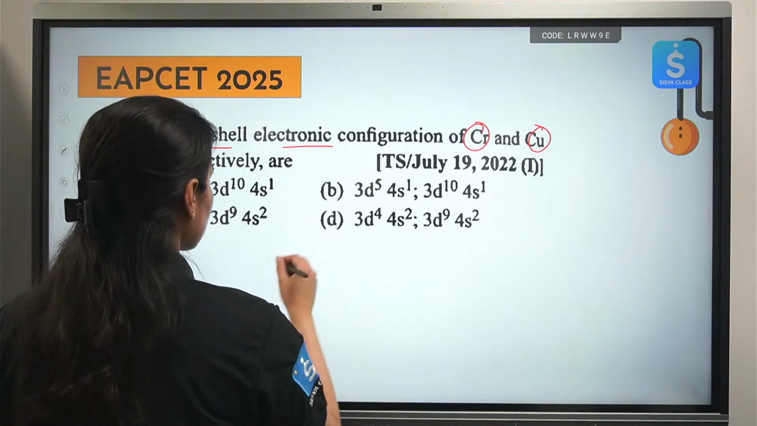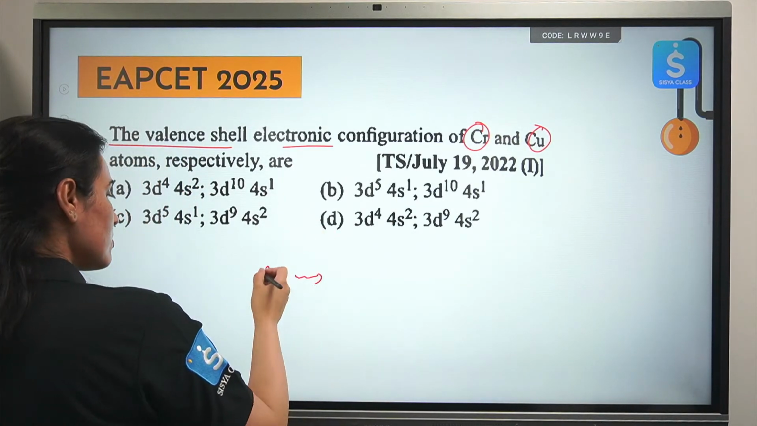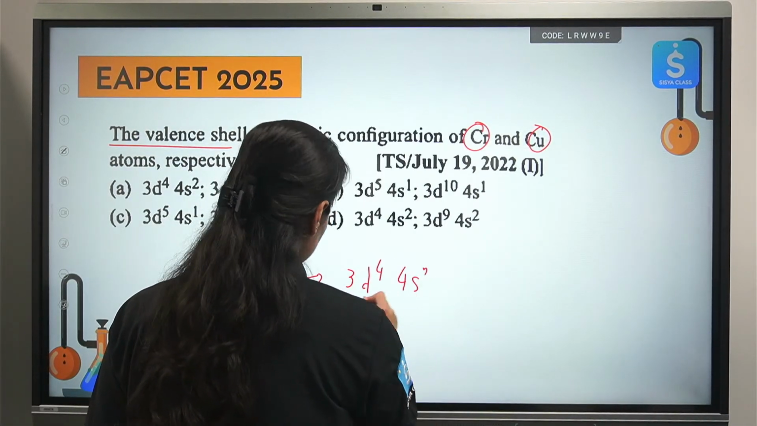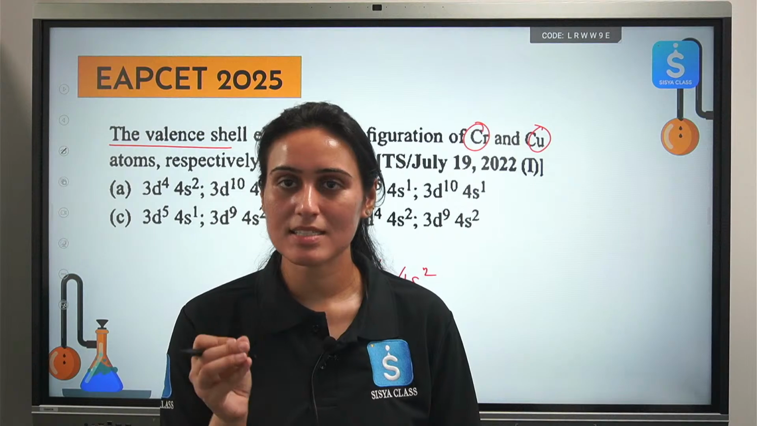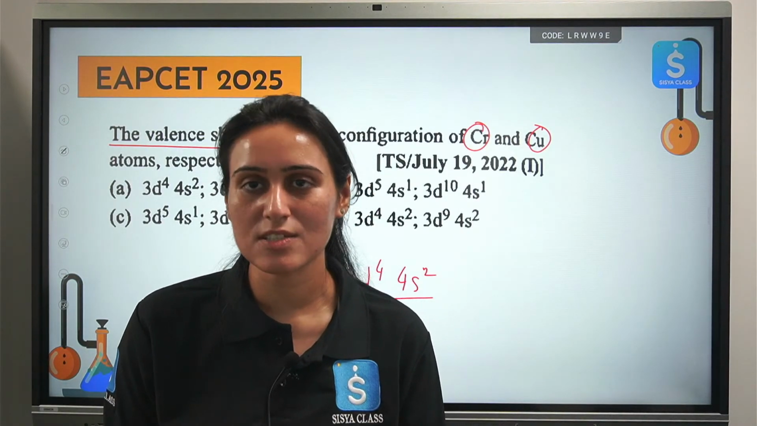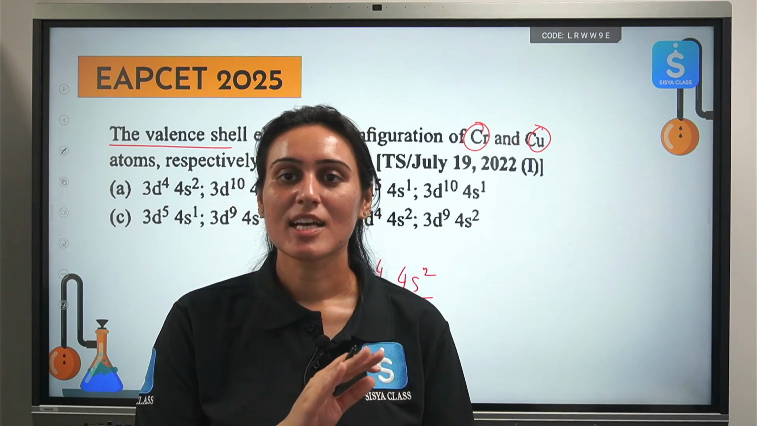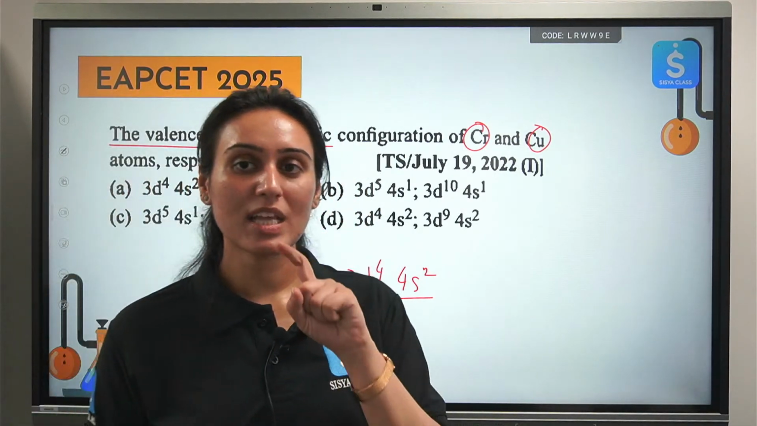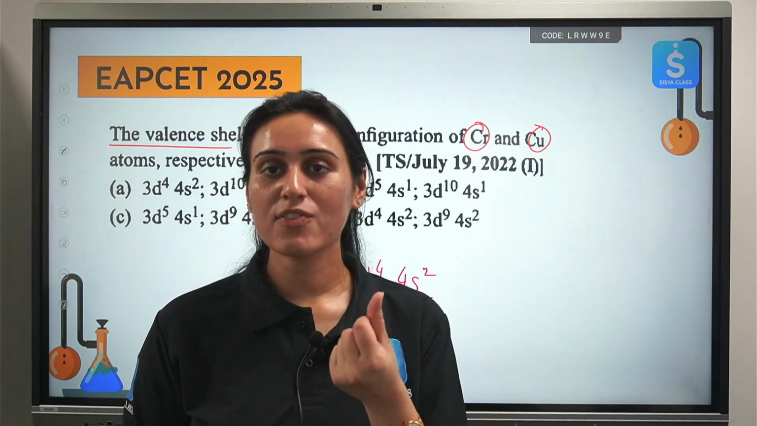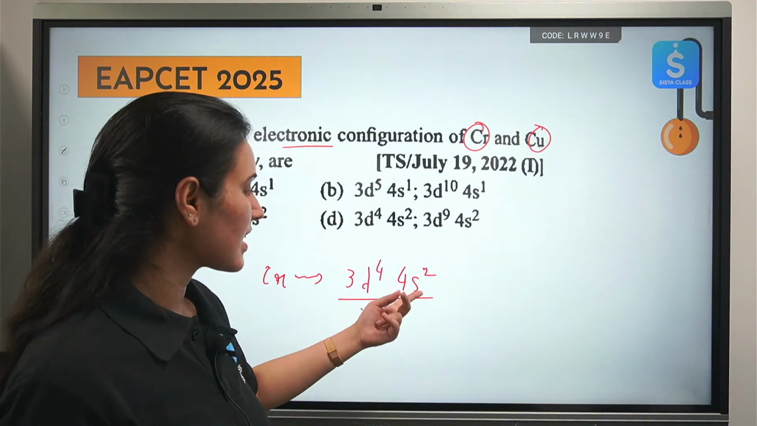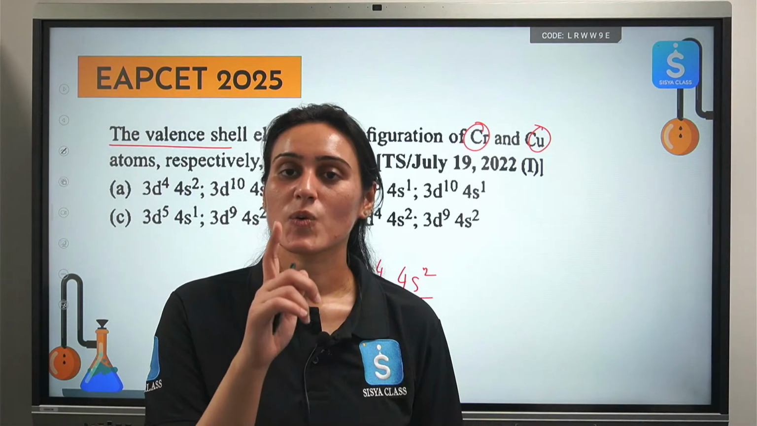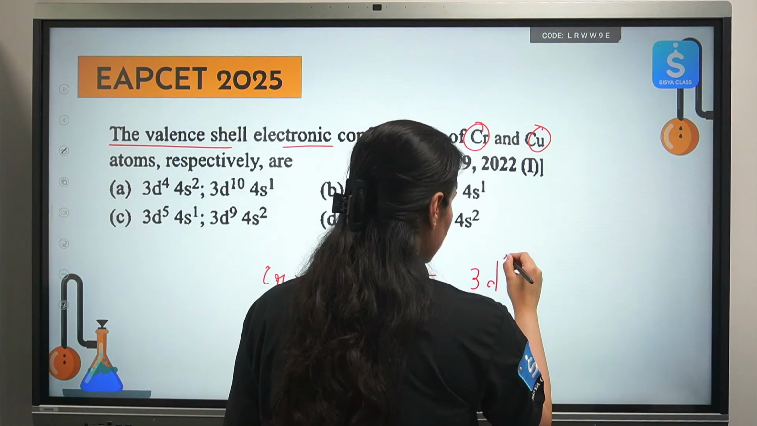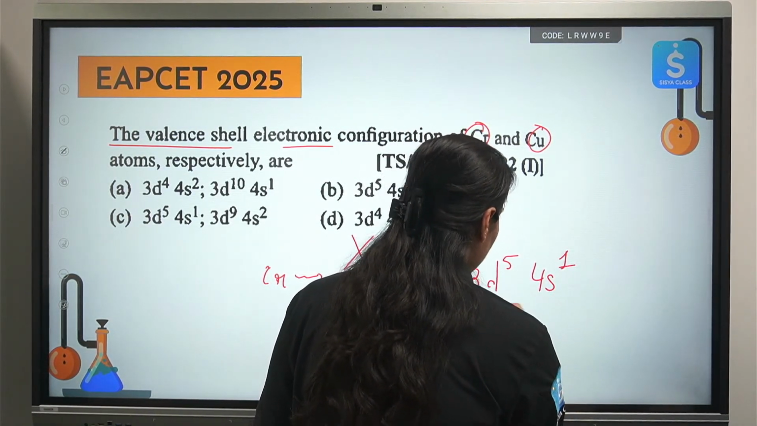See, for chromium, the electronic configuration, you will think it should be 3d4, 4s2. Yes, you will definitely think this is the correct electronic configuration because that is how we have written it for the rest of the elements. And your assumption is wrong. Based on experimental data, we come to know that since we have only 1 electron less than the half-filled d orbital configuration, instead of keeping the electron in the s orbital, we will give it to the d orbital. So this electronic configuration is wrong. It should be 3d5, 4s1. This is the exception that you have to remember.